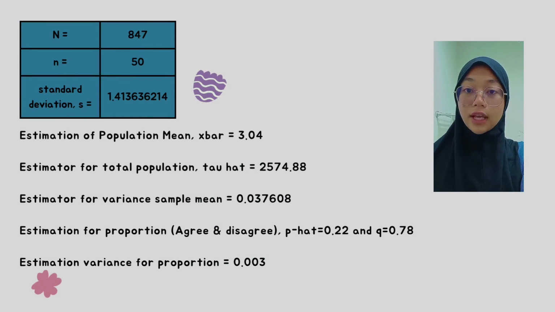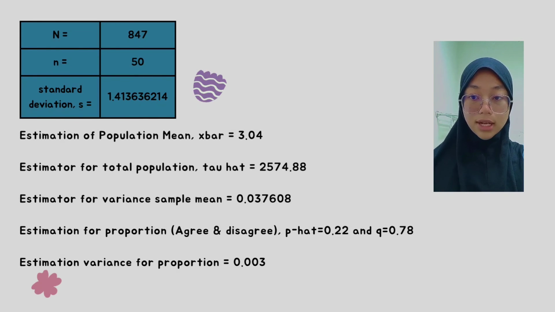The standard deviation we get for question 10 is 1.4136. Estimation of population mean x bar we get 3.04. Estimator for total population tau hat we get 2574.88. Estimator for variance of the sample mean is equal to 0.03768. And then we get the estimation for proportion agree and disagree, which is p hat equal to 0.22 and q hat equal to 0.78. And the last one is the estimation variance for proportion. We get 0.003. That's all.